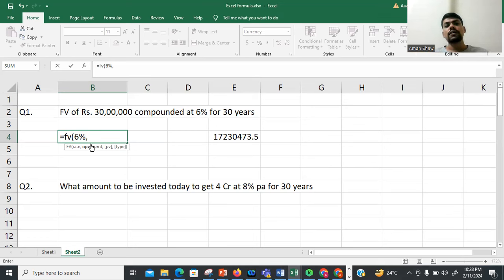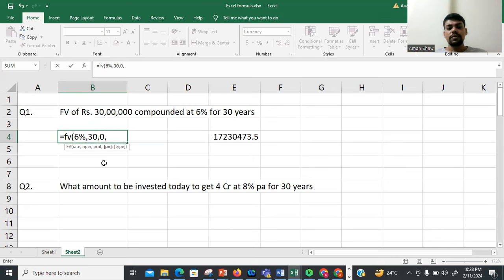The next argument is NPER, the number of periods for which the investment is made. Here the period is 30 years, so we write 30. If you are making a quarterly investment, it will be the total number of quarters; if monthly, the number of months. Next, PMT is the periodic investment you are making. Here we are not making any periodic investment. It is a one-time lump sum investment, so PMT will be zero.